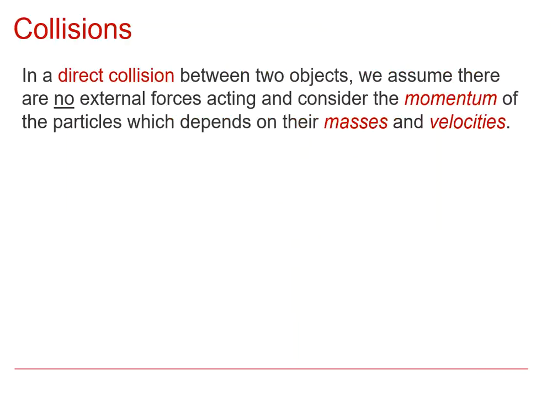Now, whenever we've got a direct collision between two objects, we're going to assume that there are no other forces acting, so we're just going to be thinking about the momentum of the two particles both before and after the collision, and that momentum, as we've seen previously, is going to be conserved, and that depends just on the masses and the velocities of those particles.